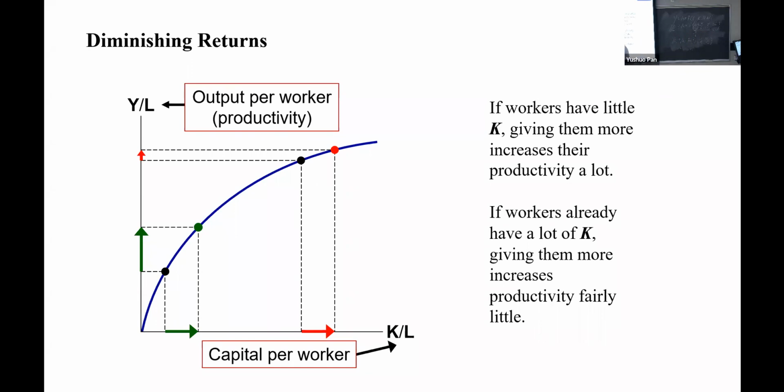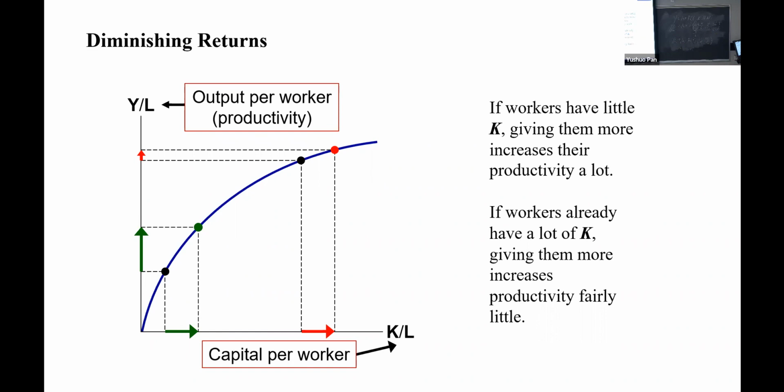When the capital per labor is small, then if I give some amount of more capital per person, the increase of productivity will be higher. But when the K over L is already high compared with the original point, and increased by the same amount of K over L, the green arrow and the red arrow, you can see the vertical axis, the real GDP per capita or the productivity or Y over L only increased by a smaller amount compared with the vertical green arrow, right? So that's the definition of diminishing returns.